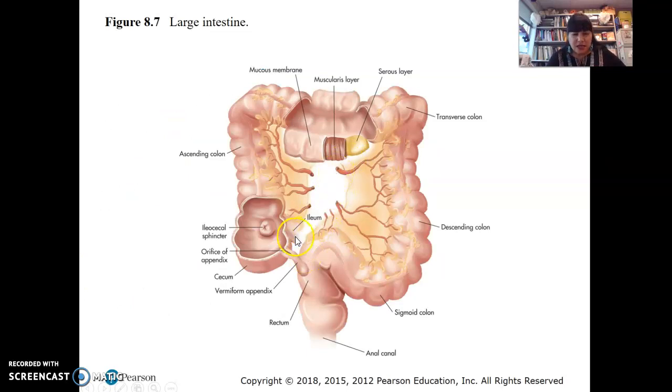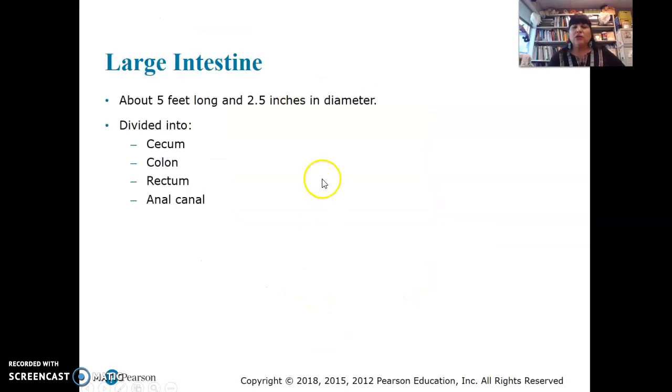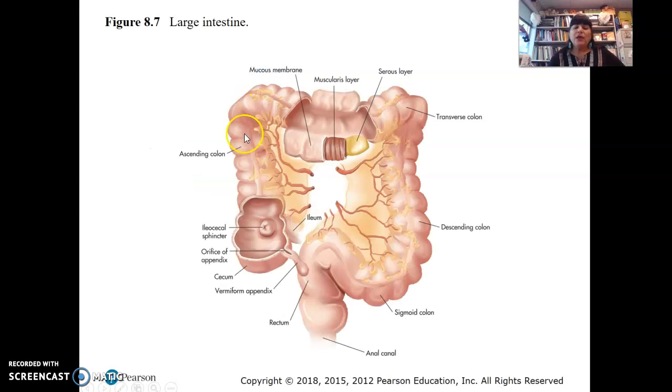So where is it? This would be the end of the small intestine, so the ileum. And then here's the large intestine. Again, it's called large because of its diameter. It's 2.5 inches. Okay, so here, you've heard of your appendix. The appendix is over here on the side. And then here's the beginning of the large intestine. So it's called the cecum.